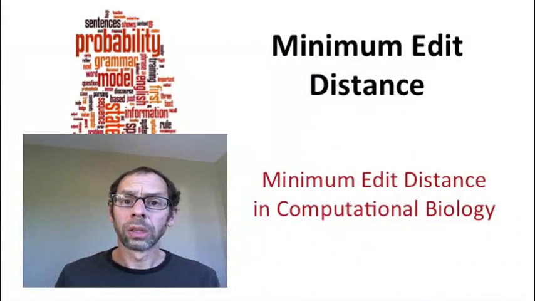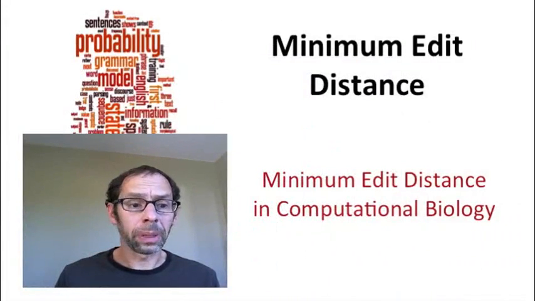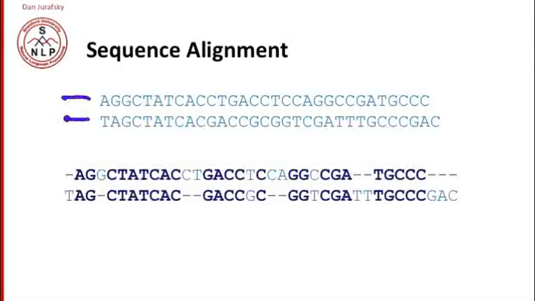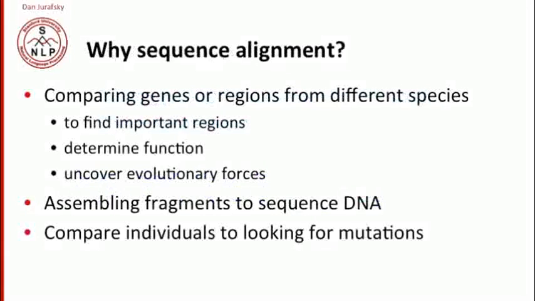There are a number of advanced variants of minimum edit distance that play a special role in computational biology. Recall that in computational biology, what we're aligning is sequences of nucleotides or sometimes proteins, and our job is to take two strings like this and produce an alignment like this. So in biology, this is important for a number of reasons.